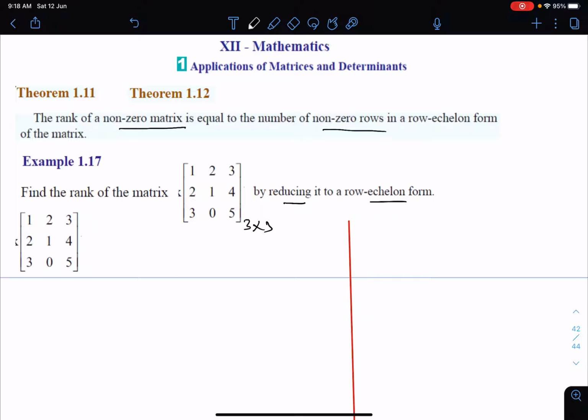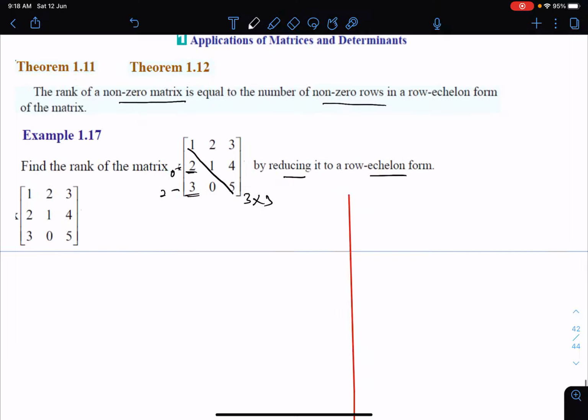What is the row echelon form? This is the principal diagonal. Below the principal diagonal it should be all zeros, and the second condition is that the zeros should be in increasing order. Suppose here you get one 0, in the next row you get two 0s, and then three 0s, but it should be in increasing order. So you are going to bring the elements below the principal diagonal to 0. This 2 and 3 you are going to make 0. That is going to be your step 1.